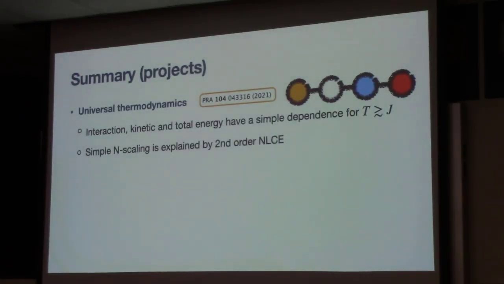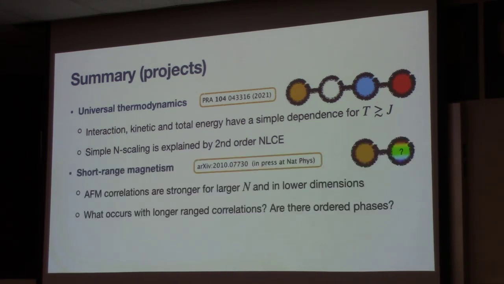For this universal thermodynamics, what we found is that different thermodynamic properties like the interaction, kinetic, and total energy have a simple dependence above this energy scale J, and that this simple scaling can be explained by a two-site calculation. And on the other hand, for short-range magnetism, we found that antiferromagnetic correlations are stronger for larger N and lower dimensions. And now this opens questions of what occurs with longer range correlations.